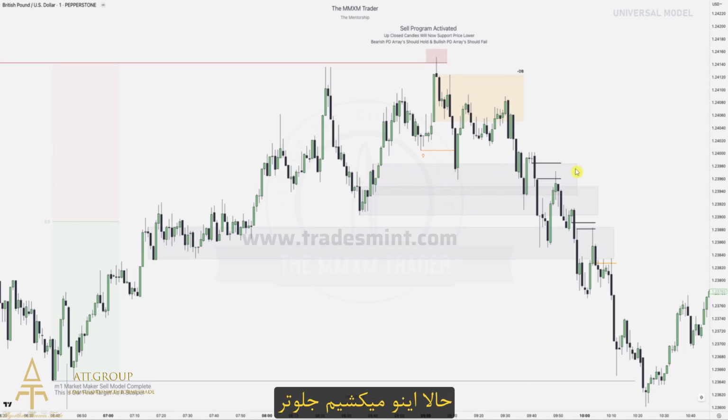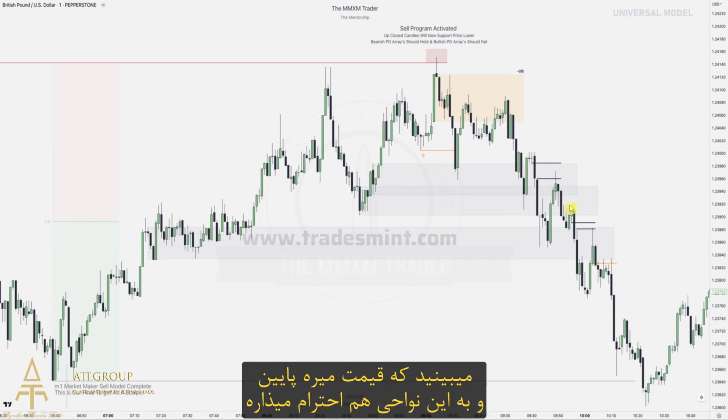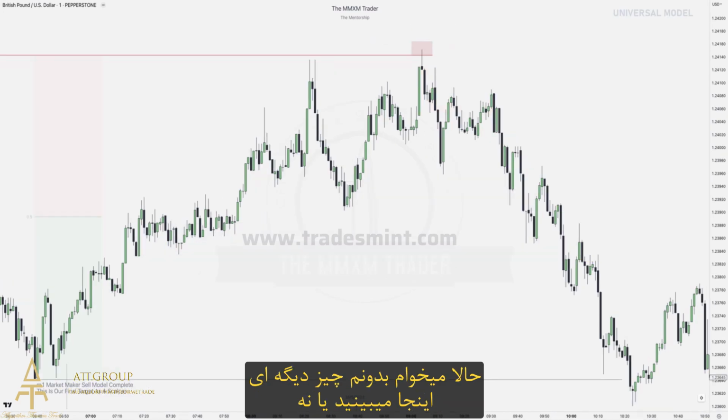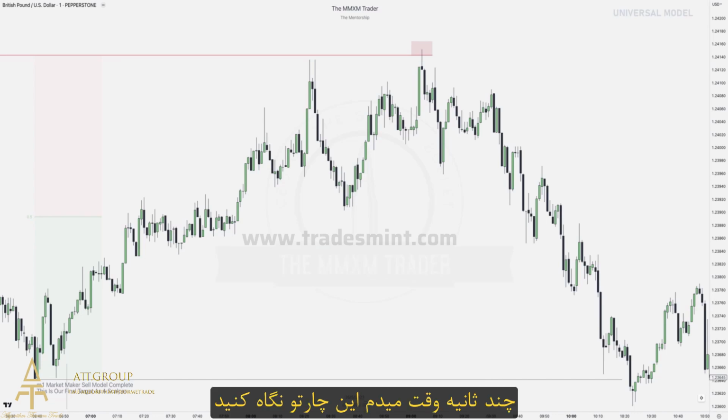Now we extend it out in time to the right. We've got that fair value gap here with that order block, and you can see price is neatly going down and respecting those areas too. Now I'm wondering if you can spot something more, and I'll give you a few moments to look at this chart.